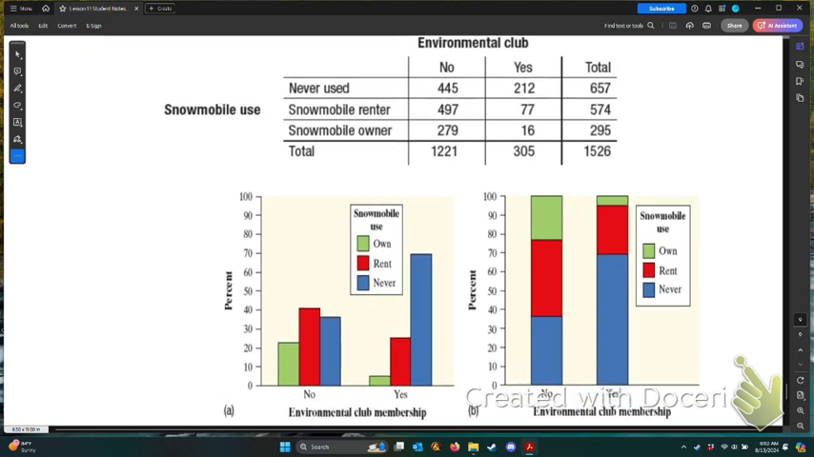Here's all the data. We took that table, we turned it into a conditional distribution based on environmental club usage. So we found each of these percentages for no. We found each of the percentages for yes. We turned it into a regular bar chart. Then we stacked the bars in the same order, turned it into a segmented bar chart. Do those bars look different? They do. Is there an association?